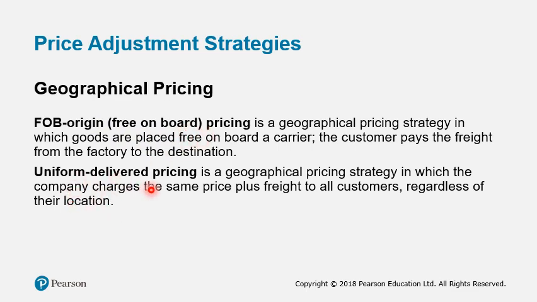Next is the uniform delivered pricing. This is a geographical pricing strategy in which a company charges the same price plus the freight to all customers regardless of their location.